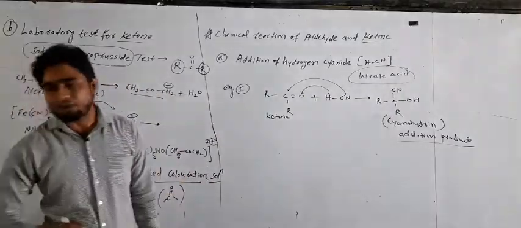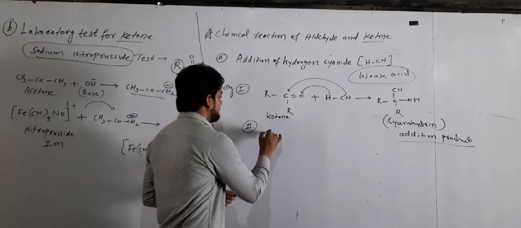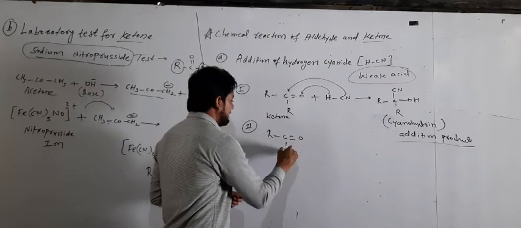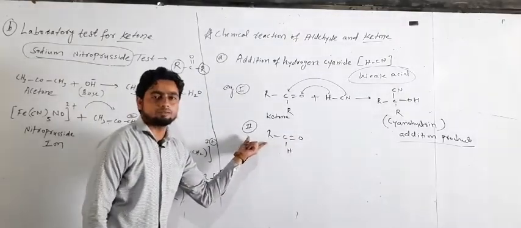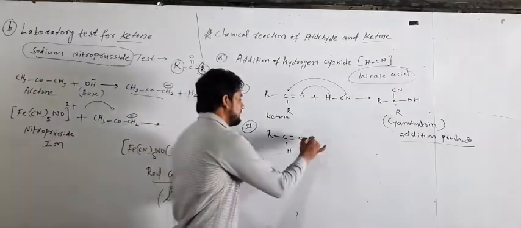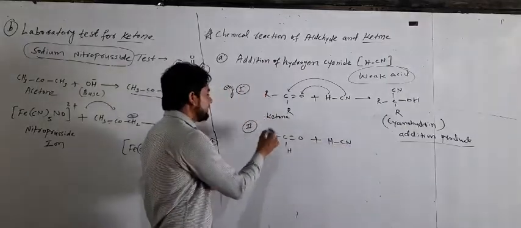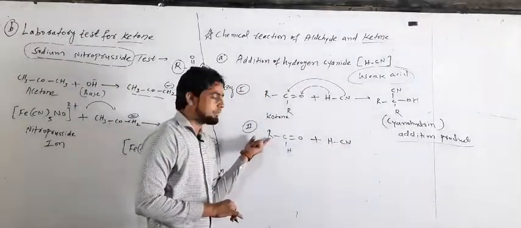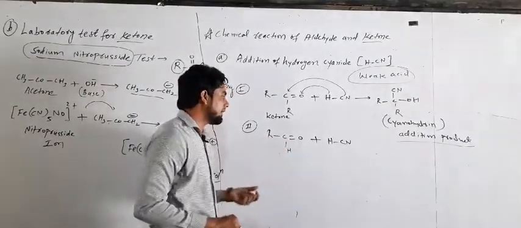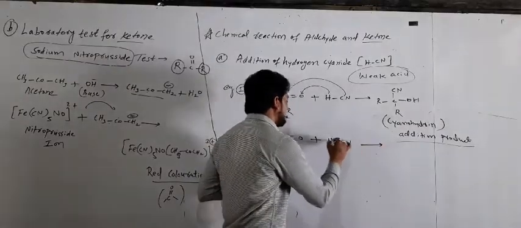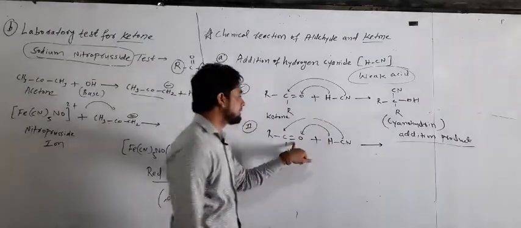Now we take the second example. When this R means we take the example of the aldehyde, R C double bond O, it is an example of RCHO, an example of aldehyde. So when the aldehyde reacts with the same HCN, when this R is replaced by CH3, it is called acetaldehyde. The aldehyde reacts with HCN, same here: H is attached to the oxygen and CN is attached to the carbon. The double bond changes to a single bond.